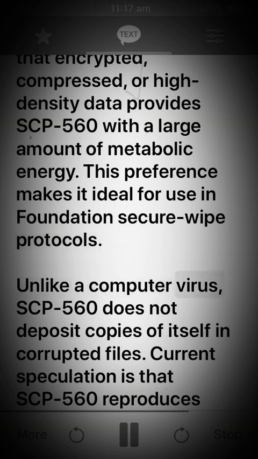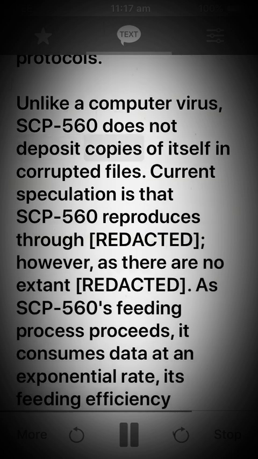Unlike a computer virus, SCP-560 does not deposit copies of itself in corrupted files. Current speculation is that SCP-560 reproduces through [REDACTED], however, as there are no extant [REDACTED].